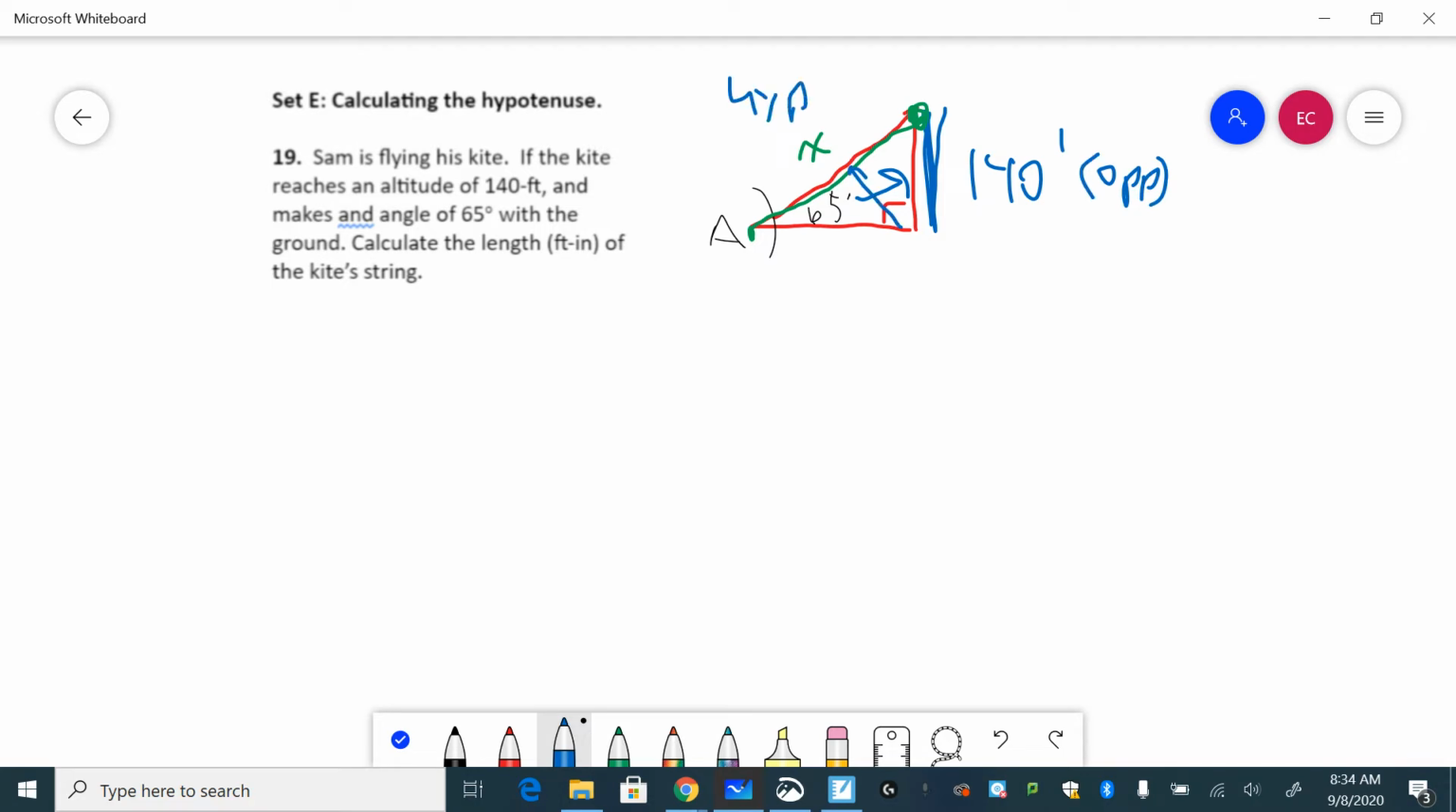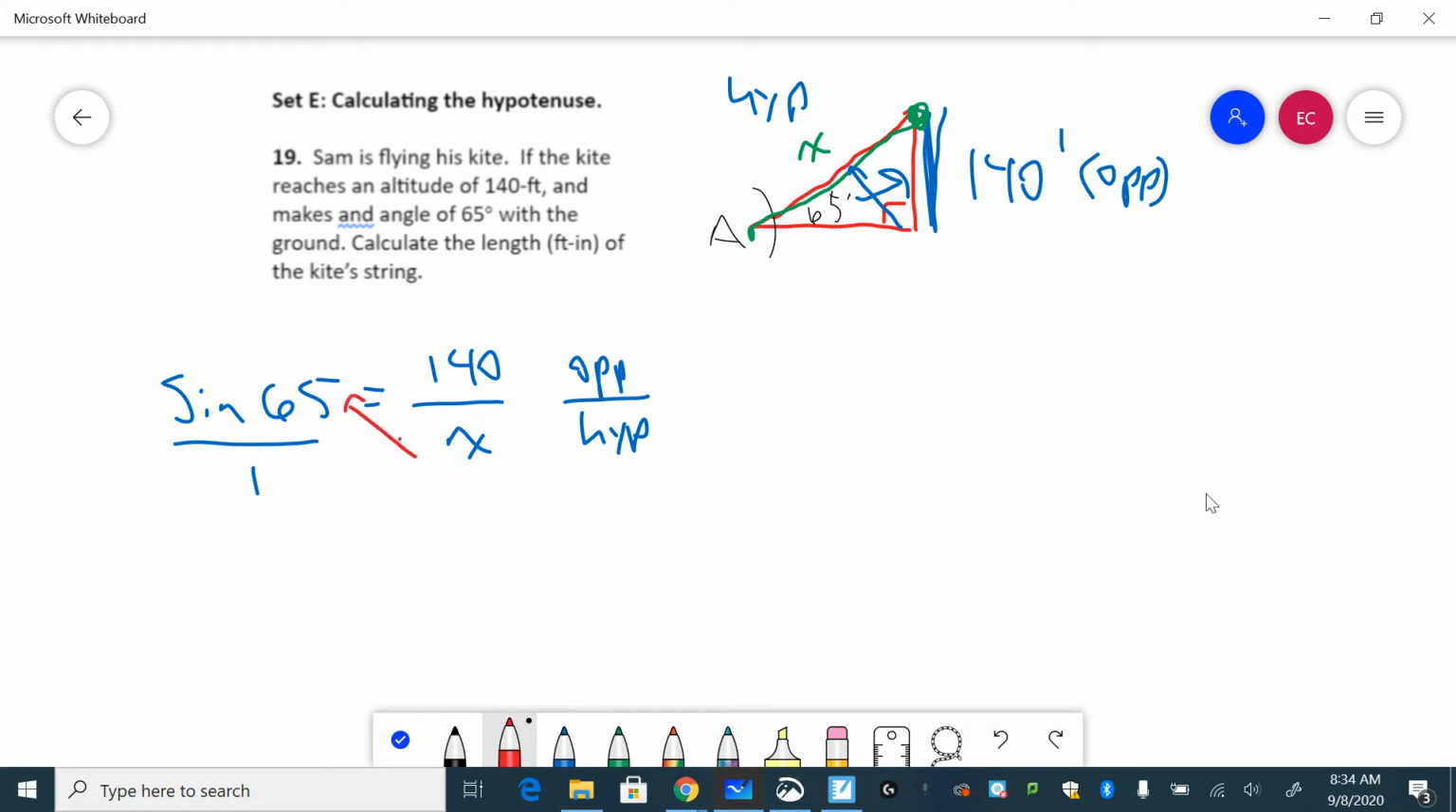So we're working with sine. So sine and then the angle 65 equals opposite. So that's 140 over the hypotenuse, which we don't know. So remember, opposite is always in the numerator, hypotenuse is in the denominator. So put a 1 over sine 65 and then cross multiply. So in this case, you're going to have x sine of 65 equals 140.